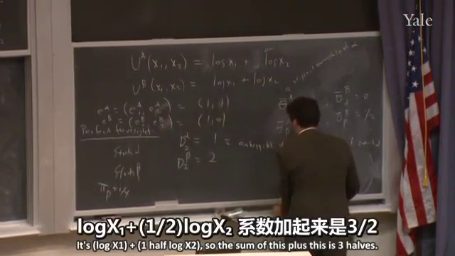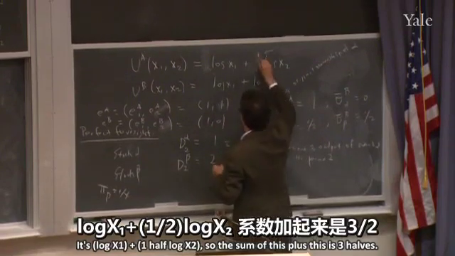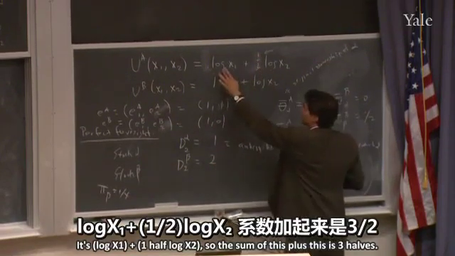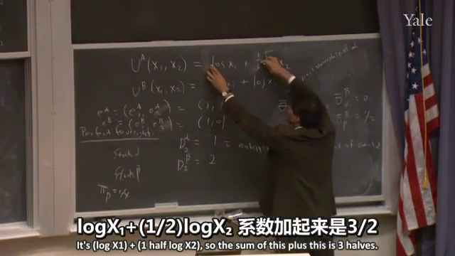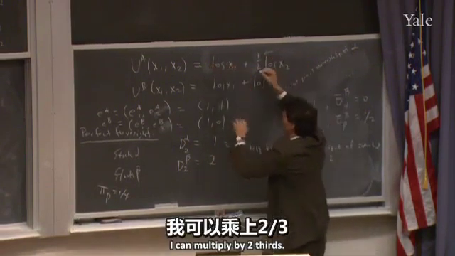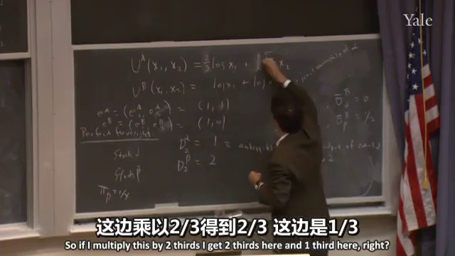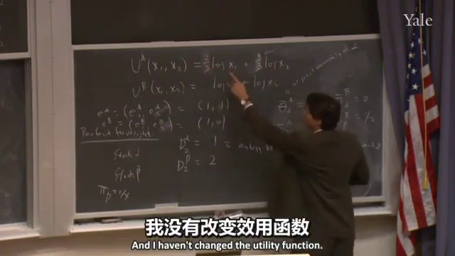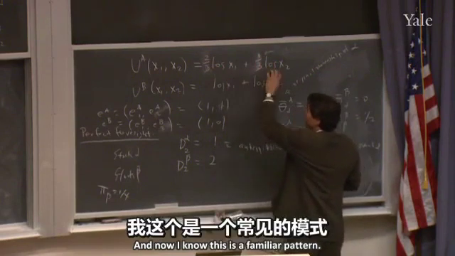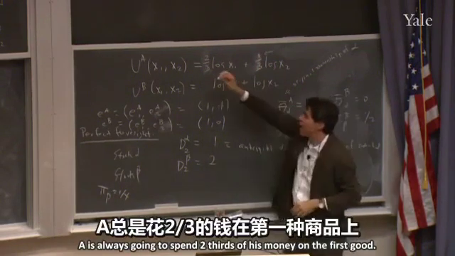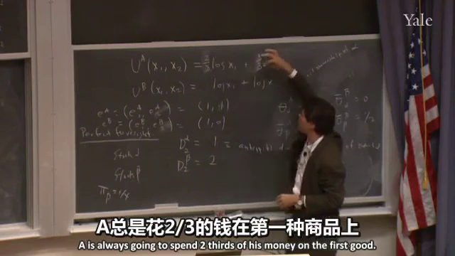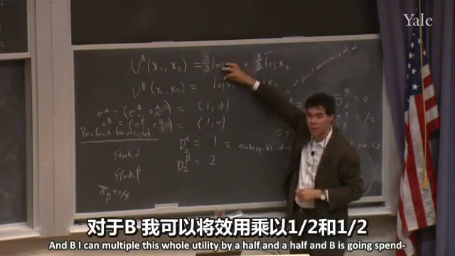It's log x1 plus 1/2 log x2. So the sum of these things is 3/2. I can multiply by 2/3. So if I multiply this by 2/3, I get 2/3 here and 1/3 here, right? And I haven't changed the utility function. And now I know this is a familiar pattern. A is always going to spend 2/3 of his money on the first good.